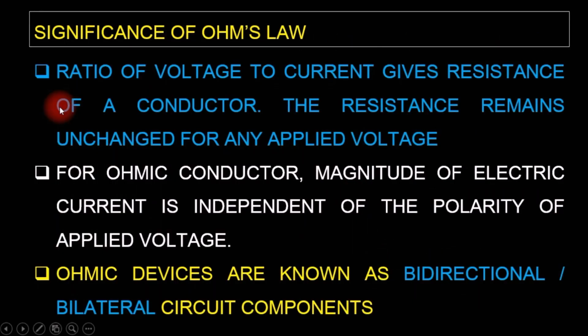Now, what are the significances of Ohm's law? Ratio of voltage to current gives resistance of a conductor. The resistance remains unchanged for any applied voltage. For ohmic conductor, magnitude of electric current is independent of the polarity of the applied voltage. Ohmic devices are known as bidirectional or bilateral circuit components. These devices will carry the same amount of current even when you change the polarity of the battery, so they are known as bidirectional or bilateral circuit components.